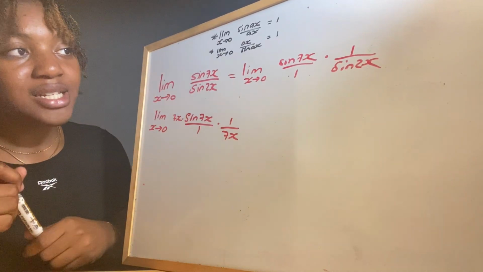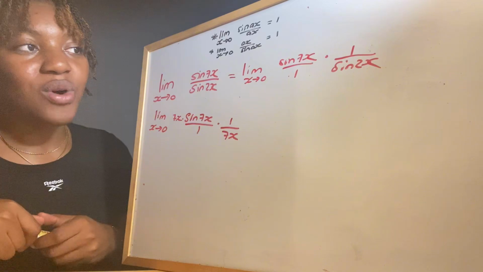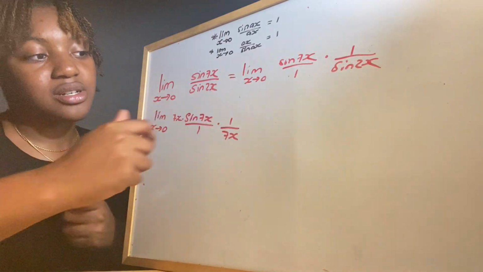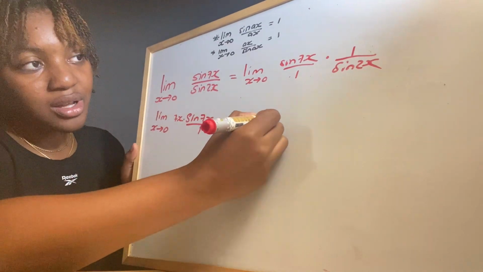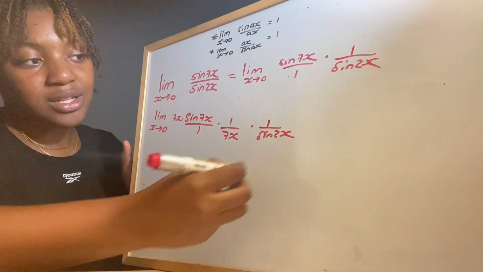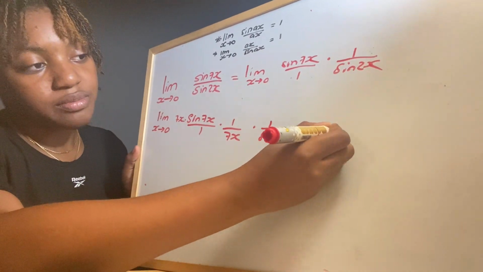We'll move on to the second term. We have 1 over sine 2x, and we want to try to get the 2x in the numerator. So I'm going to write back the 1 over sine 2x. All we have to do is multiply the numerator by the 2x.